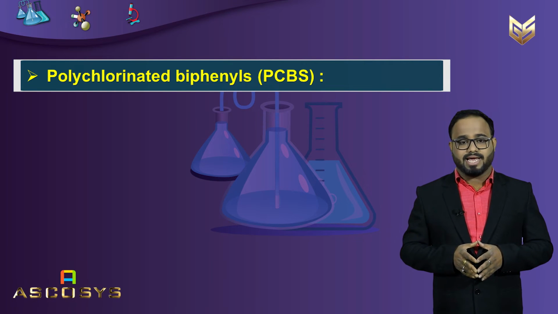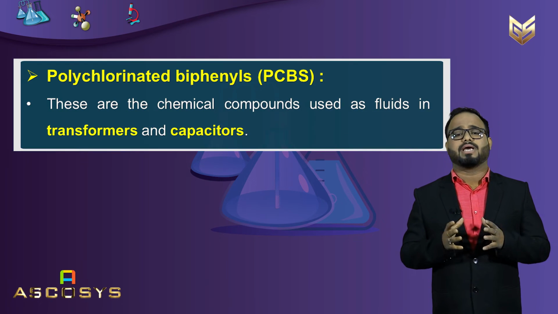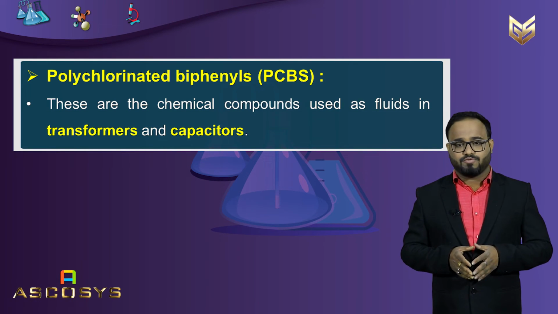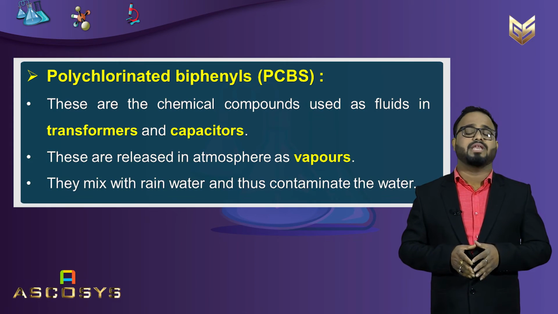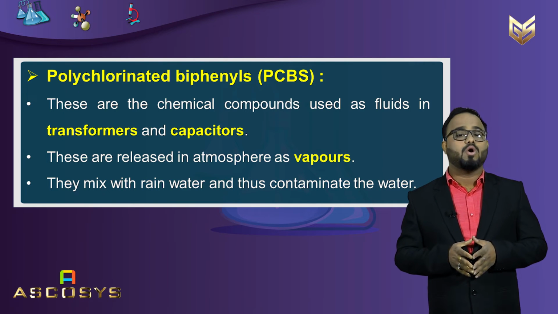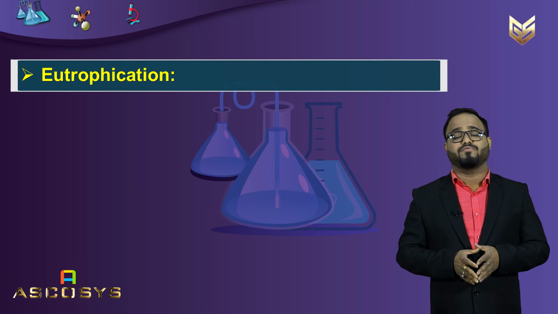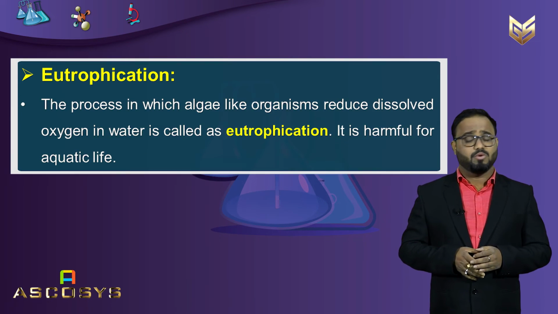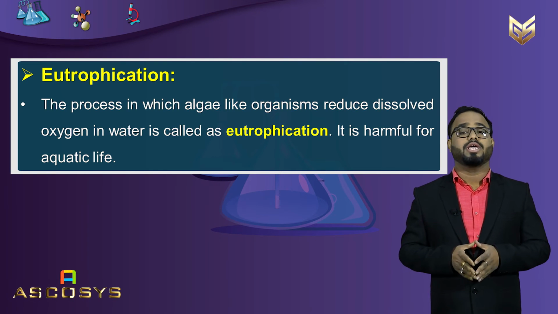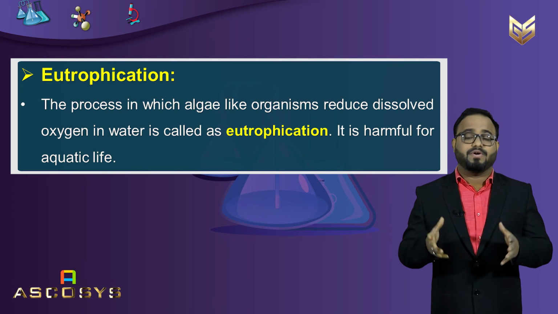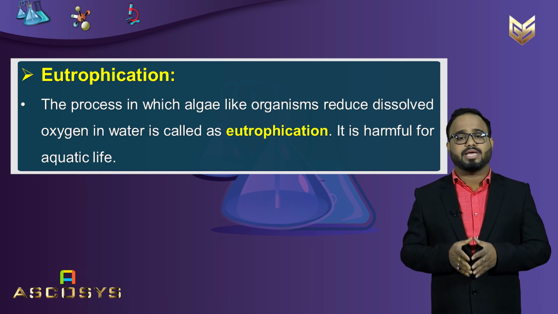Now, PCBs, that is polychlorinated biphenyls. What are these? These are the chemical compounds used as fluids in transformers and capacitors. These are released in the atmosphere as vapors. They mix in rainwater and thus contaminate the water. Eutrophication. Now students, eutrophication is one of the most important phenomena happening in water. The process in which algae-like organisms reduce the dissolved oxygen in water is called eutrophication, which is very harmful for the aquatic life as the amount of oxygen decreases in the water.